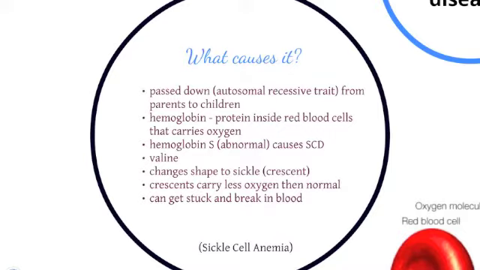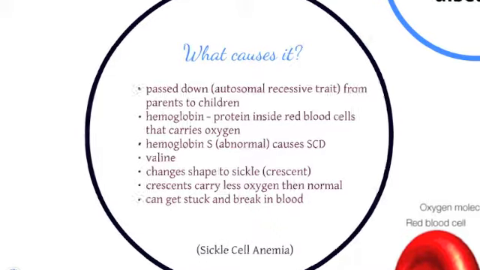This happens because of the production of chains of beta hemoglobin that are not functional, because beta-6 glutamic acid has been replaced by valine. Hemoglobin S changes the shape of red blood cells from the normal disc shape to a sickle or crescent shape. These crescent-shaped red blood cells carry less oxygen than normal red blood cells. They can also break off and get into the bloodstream and block pathways, which prevents oxygen from getting where it needs to go inside of the body.